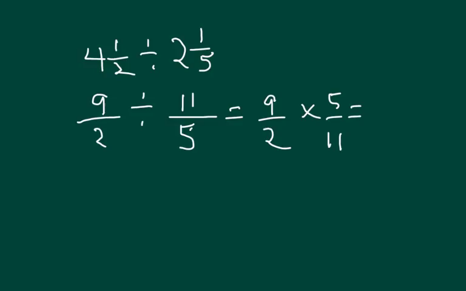Now, lowest terms doesn't guarantee it's not going to be a mixed number. And it is going to be a mixed number. It's going to be 45/22. But it does guarantee that once I do my division here to find out what this mixed number is, this mixed number will be in lowest terms.